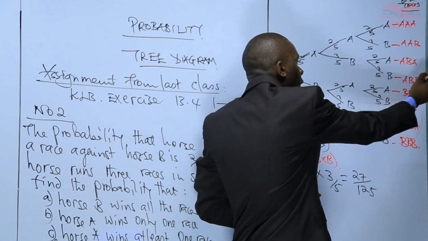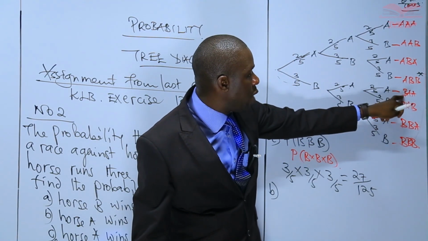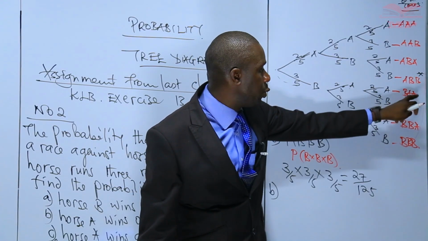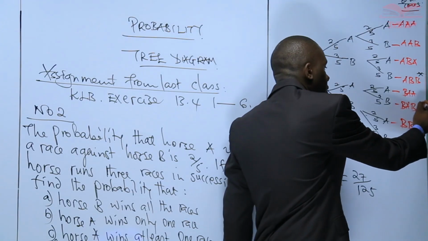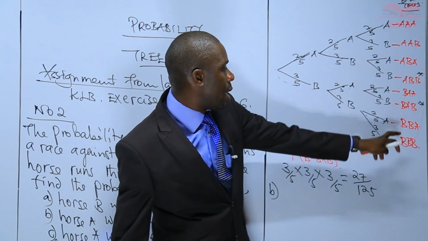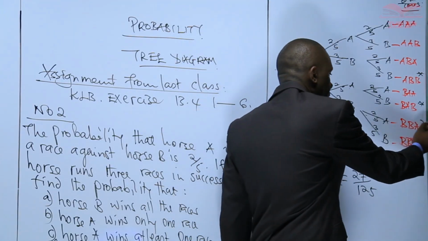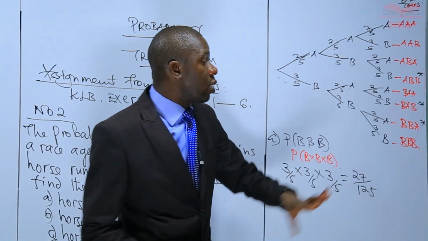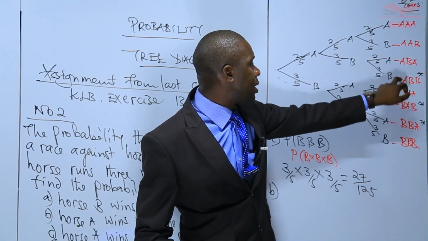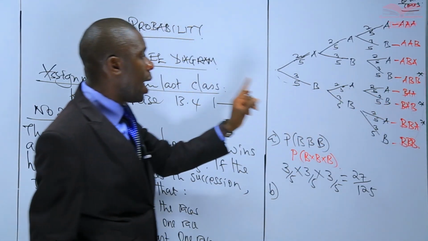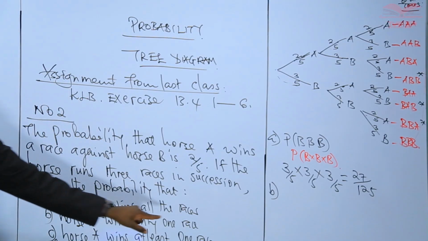So this is one of the outcomes we need. Here we have B winning 1, A winning 2. Here we have B winning 2, A winning 1. So this is another response we need. And lastly, here we have B winning 2 and A winning 1. This is another response we need. So when you look at all these outcomes, you realize that A is only winning once, which is what we need here, A winning once.